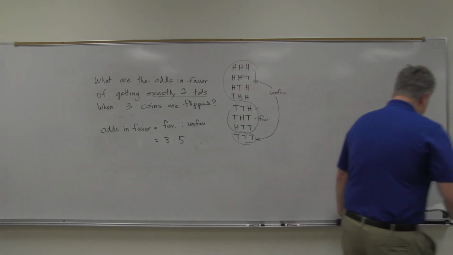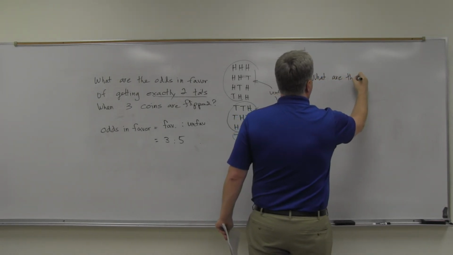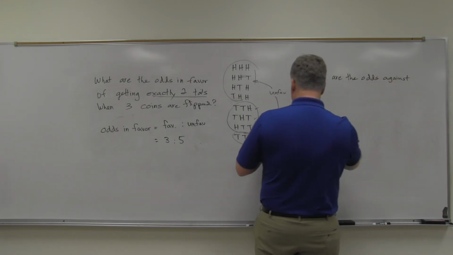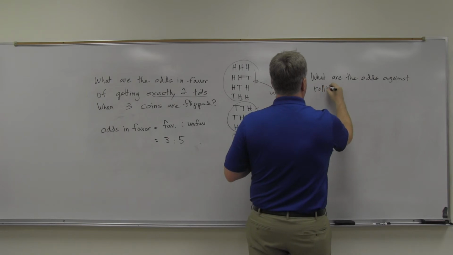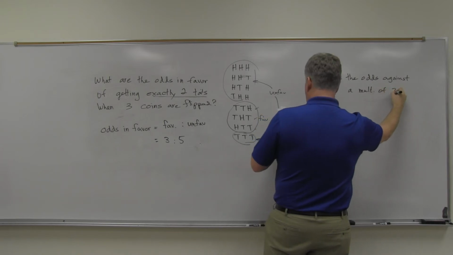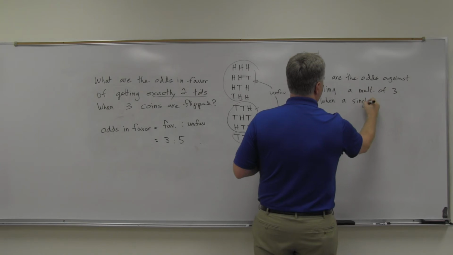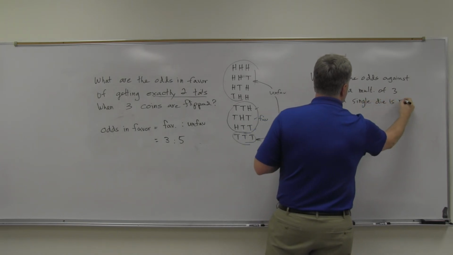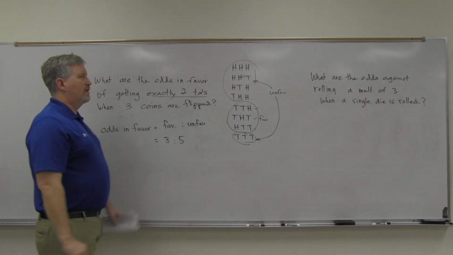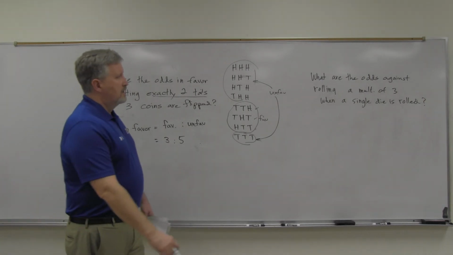It hasn't come up yet, so, okay, this. What are the odds against rolling a multiple of 3 when a single die is rolled?